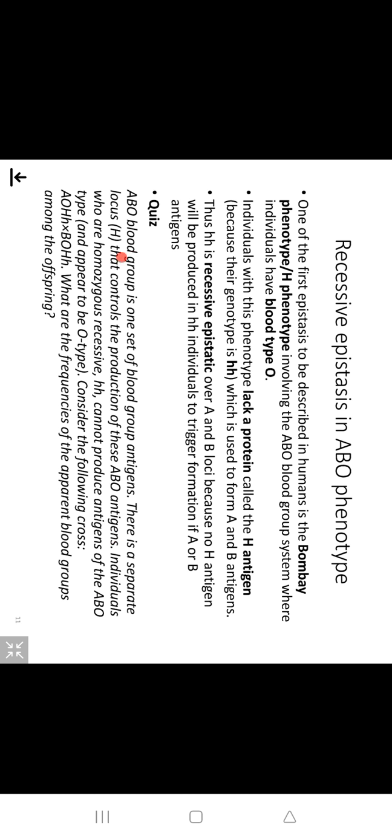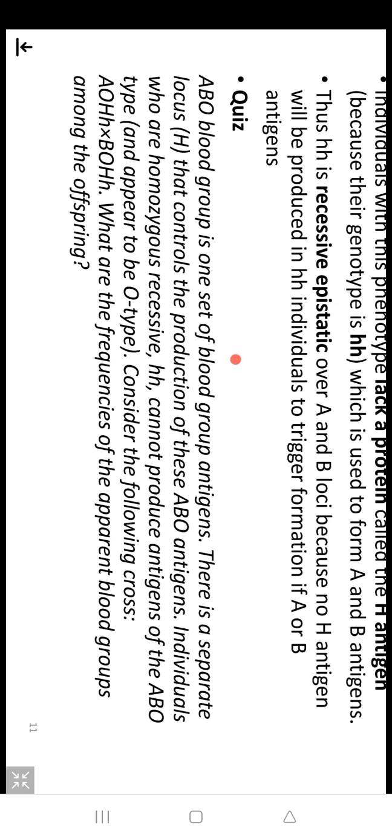So this is the quiz. You can be given a question like this. The ABO blood group is one of the sets of blood group antigens, you know that. And then there is a separate locus H that controls the production of these ABO antigens. So individuals who are homozygous recessive, hh, at that other location cannot produce antigens of ABO type, and they always appear as O type.